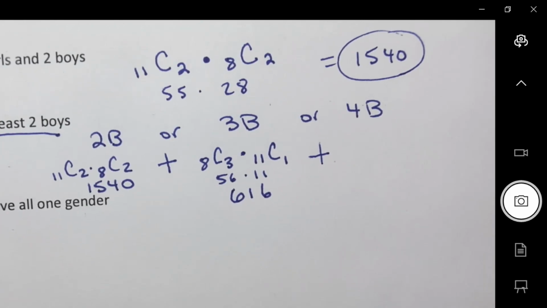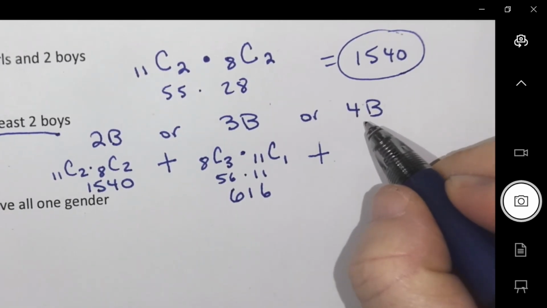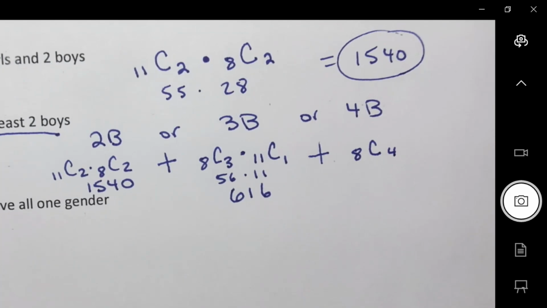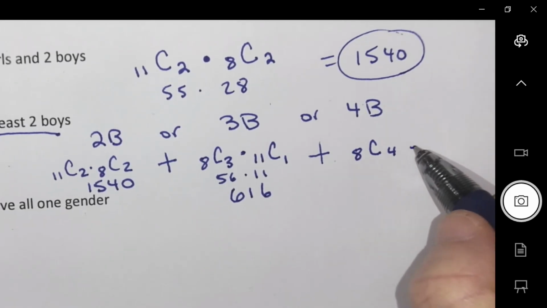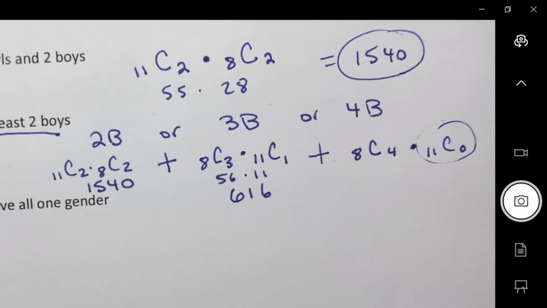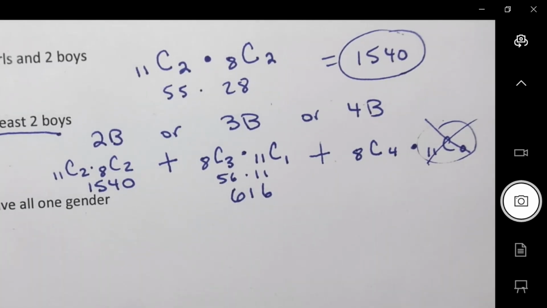Or, so another add. If there's going to be 4 boys, I'm going to go 8, choose 4. Okay, and then I'm not putting any girls on this committee. So you don't have to write anything. If you wrote 11, choose 0, that's fine, but it's just 1, so it's not changing anything. So I don't need that. If you have it, that's fine.